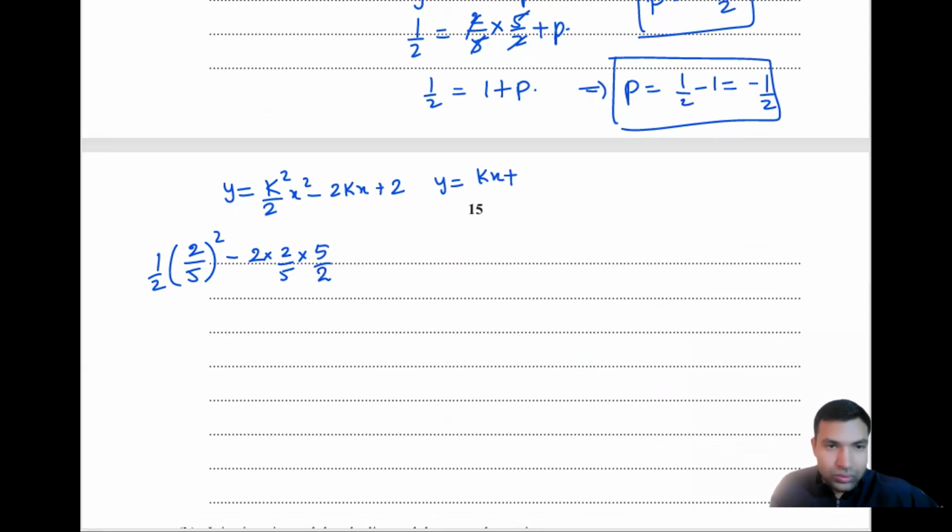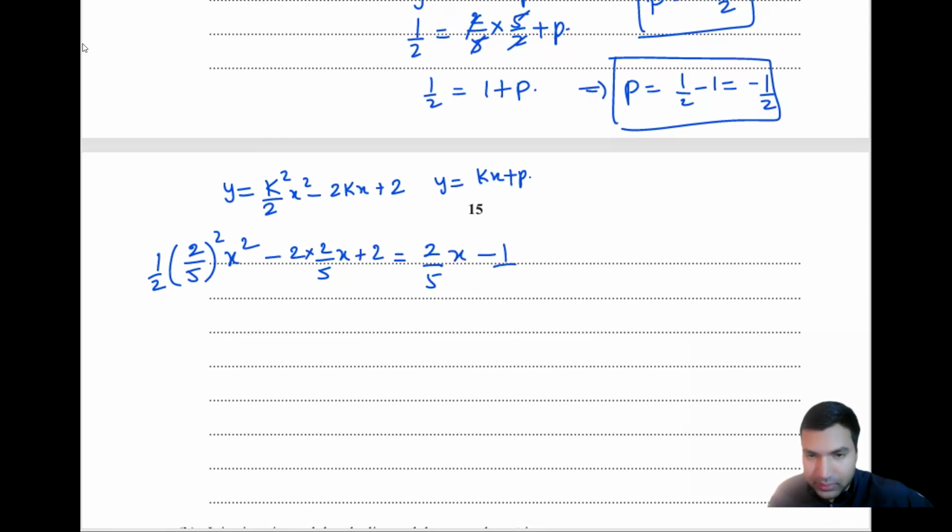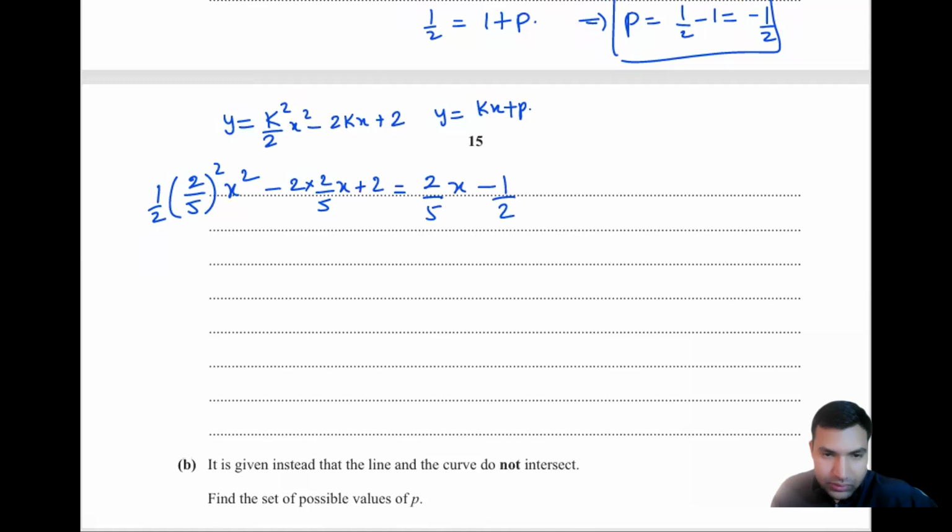or no, I don't need the x value here. I just need to multiply by x because I need to find the other value of x, right? So just the k value I'll substitute here, minus 2, k is 2 by 5, x plus 2 equated to kx plus p. So k is 2 by 5, all right? x minus p is 1 by 2. Now I'll get a quadratic equation. So solving it further, I get 4 divided by 2 times 25 x squared. This becomes negative 4 by 5 x plus 2 is equal to 2 by 5 x minus 1 by 2.